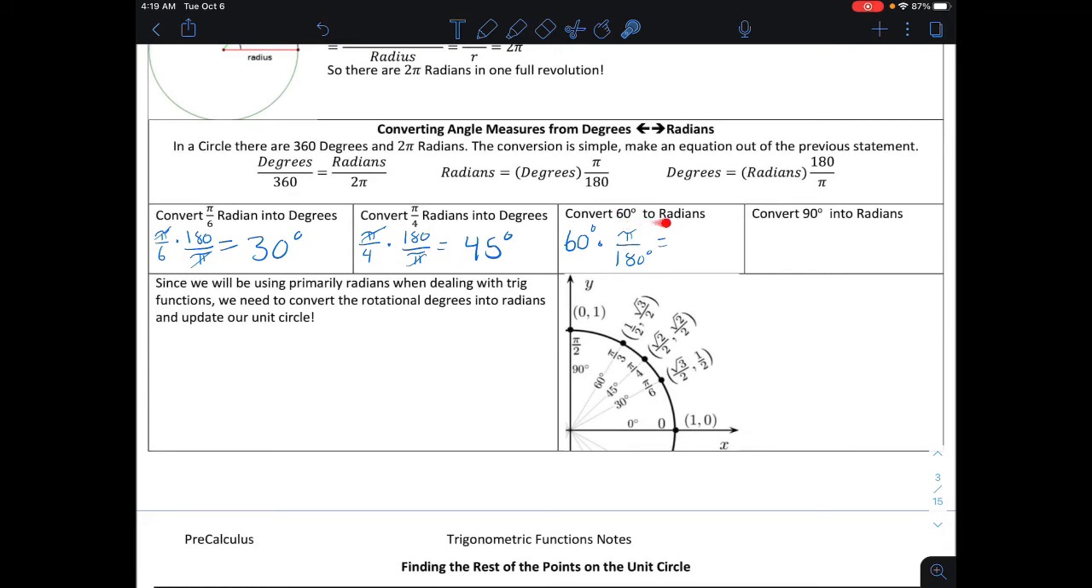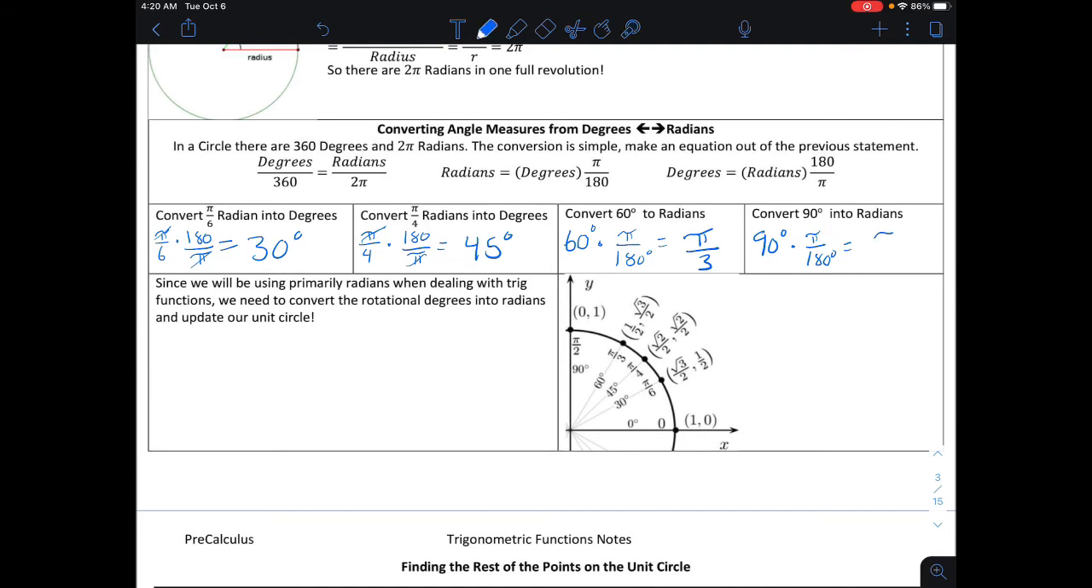Now we want to take a degree measure and convert it into radians. You can take the number of degrees, in this case 60, multiply it by pi over 180 degrees, and then simplify your fraction. We do that, and we wind up getting pi over 3 radians. And then lastly, let's convert 90 degrees into radians. We take the number of degrees, multiply it by pi over 180, and we simplify.